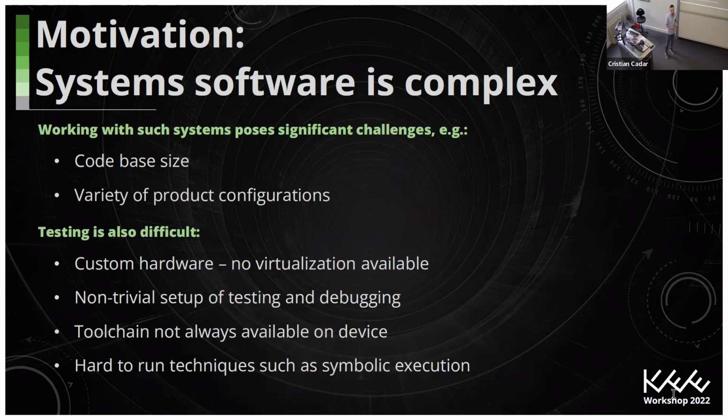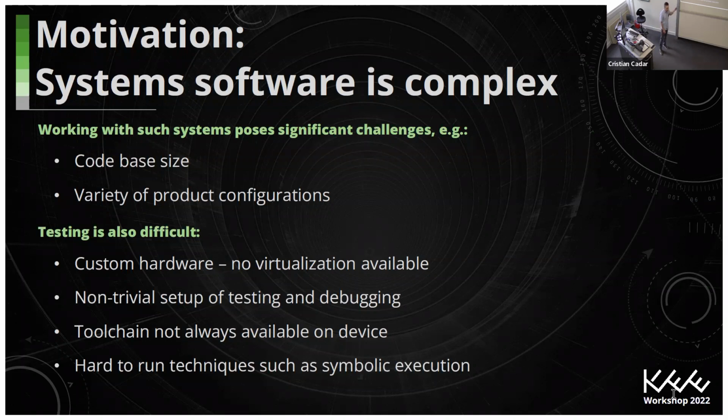Usually there's a huge code base. You have various configurations of the same product. And also testing is difficult. Often you have custom hardware, for example, SoC, so the processor on the mobile phone is a custom one. There's no trivial setup for testing and debugging on the device, and also the toolchain is not always available. You might not have address sanitizer on a memory constrained IoT device.